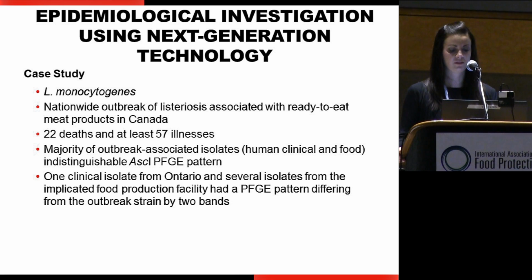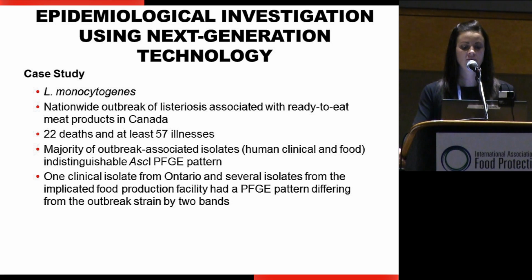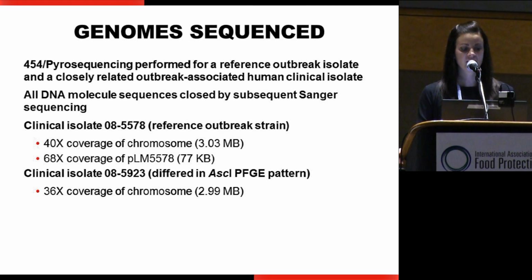Looking at the isolates associated with this outbreak, one isolate had a different pattern, and it differed by 2 bands. So when we think about PFGE typing, we say if it's less than 3 bands difference, then we say they're possibly related, but that doesn't necessarily mean they're related. So in this case, genome sequencing was used to determine if these isolates that had the 2-band difference were actually part of the outbreak. And this particular example also was using the 454, the first next generation sequencing technology that was introduced. And then all DNA sequences were closed in this case by the Sanger method.